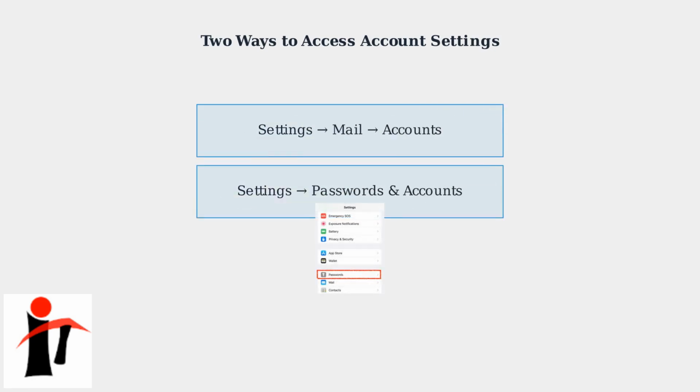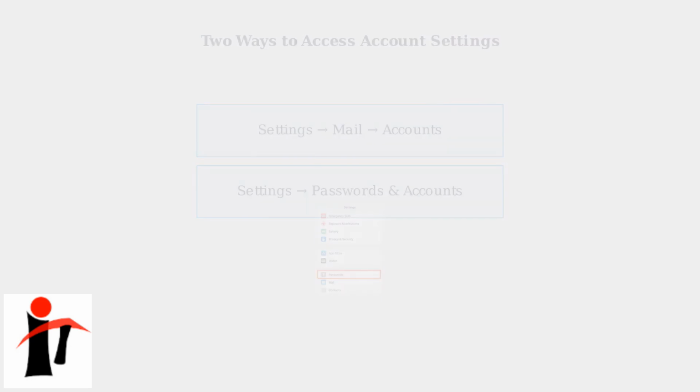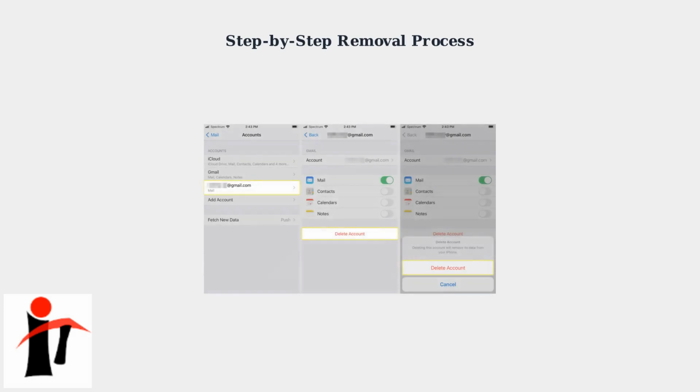You can navigate to Settings, then Mail, then Accounts. Alternatively, you can go directly to Settings and then Passwords and Accounts. The deletion process involves three simple steps. First, select the email account you wish to remove from the accounts list. Then tap the Delete Account option. Finally, confirm the deletion when prompted.